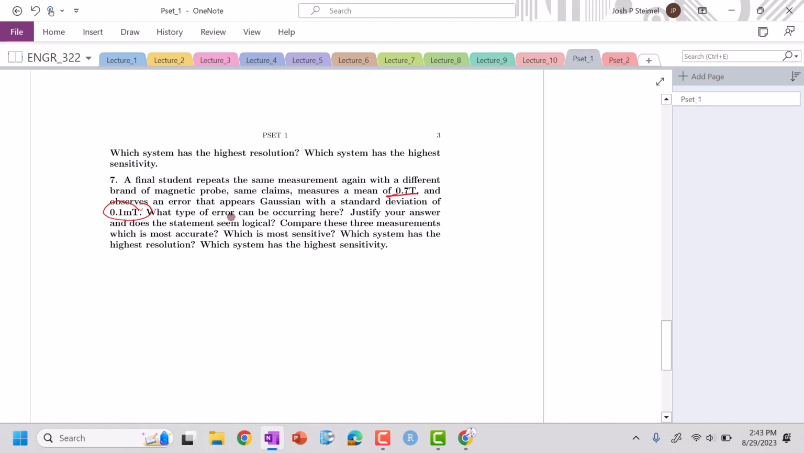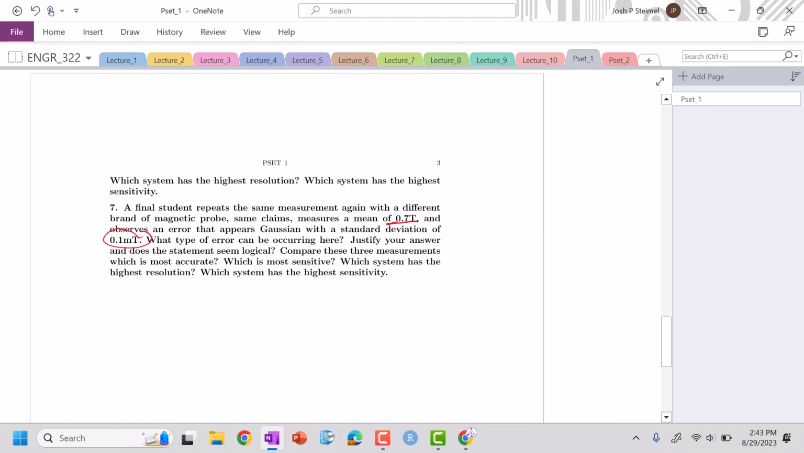Does the statement seem logical? Because we have a different probe, same claims. So 0.1 millitesla means this is going to be 0.1231 Tesla.